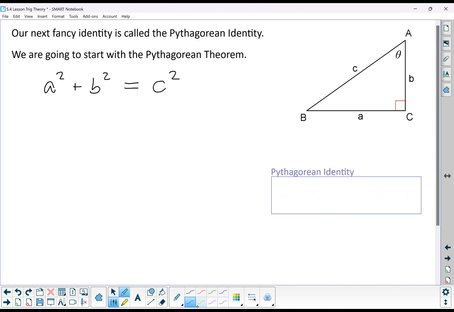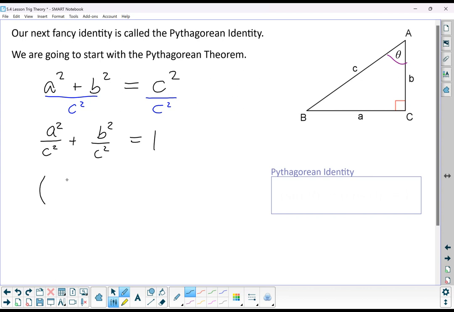Well, a mathematician was like, I wonder what that means. They wanted to figure out another relationship with respect to the angle theta. So some famous mathematician sometime said, what if we divide both sides of this equation by c squared? Well, on this left side, c squared divided by c squared is 1. And one of the properties of division, if I have a squared plus b squared divided by c squared, I can write that as a squared divided by c squared plus b squared divided by c squared. Each of those terms is divided by c squared.